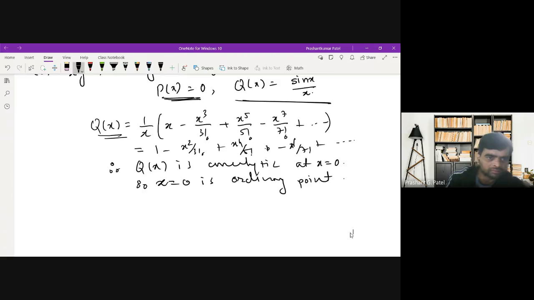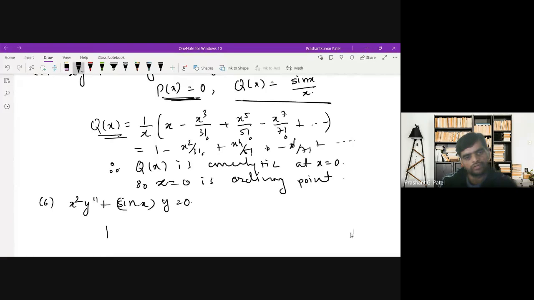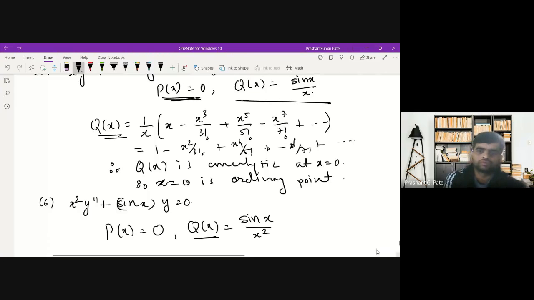So I'm writing x square y double dash plus sin x y equal to 0. So what is p of x here? Again it is 0. Q of x is sin x upon x square. Now for this you have to check whether this q of x is analytic, or whether it can be expressed as its power series. What can you say now?